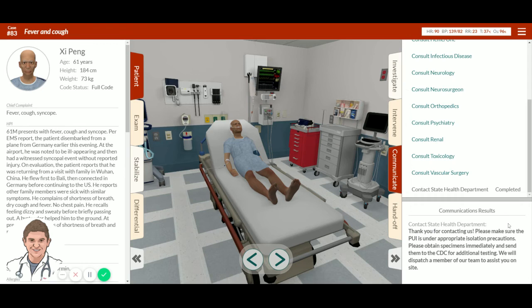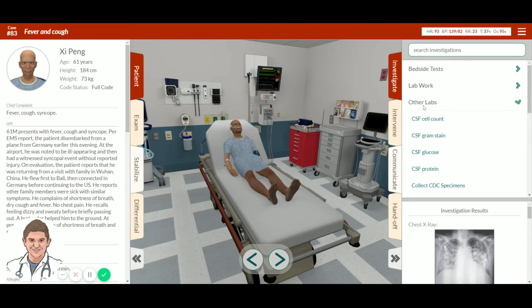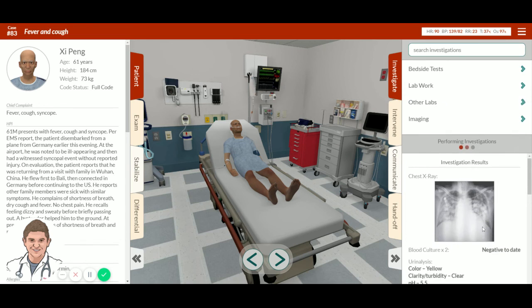The state health department representative says, thank you for contacting us. Please make sure that this person under investigation, or PUI, is under appropriate isolation, which we've done already at the beginning of the case. And they also ask you to obtain specimens immediately and send them to the CDC for additional testing. And they will dispatch a member of their team to assist you. So definitely, this is a reportable event, something that you need to marshal local resources for in order to prevent spread to other patients, and perform further testing. So remember, back here, we also want to get those special specimens and send them off to the CDC.